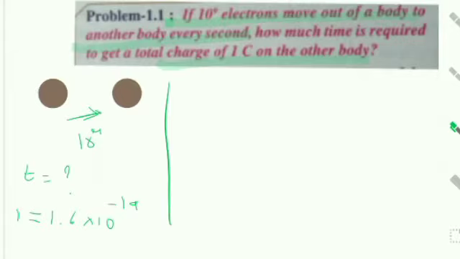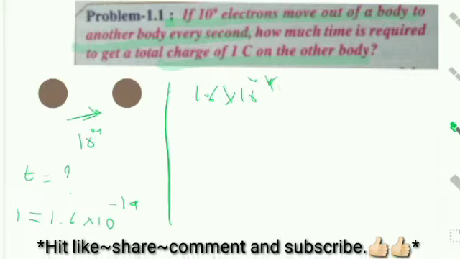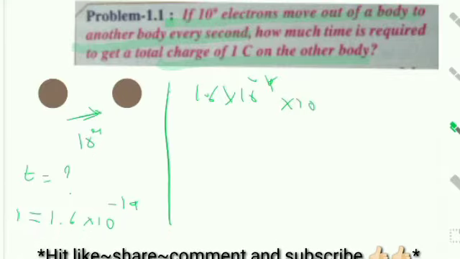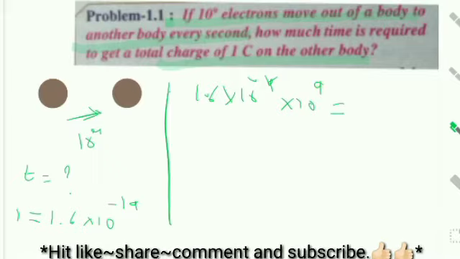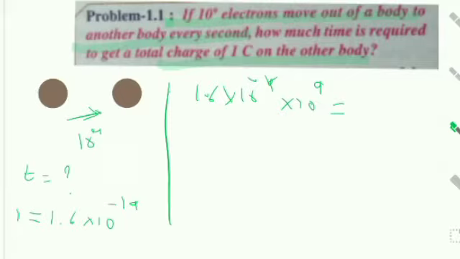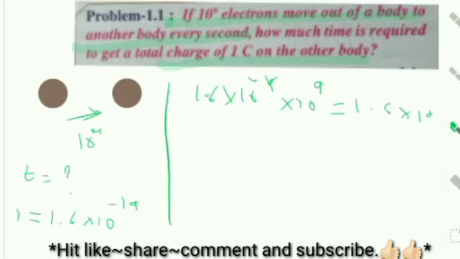The charge given out in 1 second is 1.6 into 10 to the power of minus 19 into 10 to the power of 9, which is equal to 1.6 into 10 to the power of minus 10.